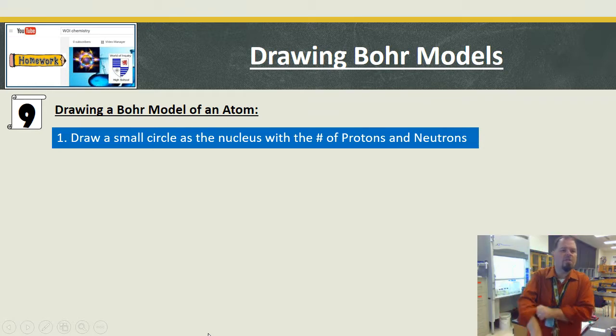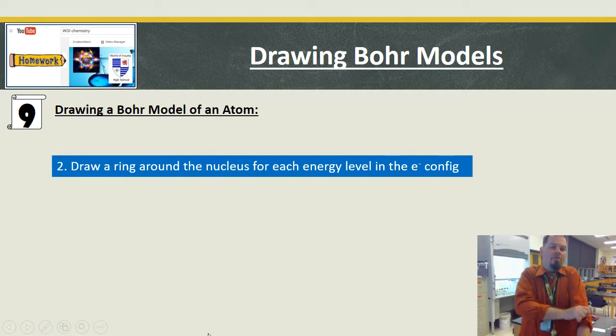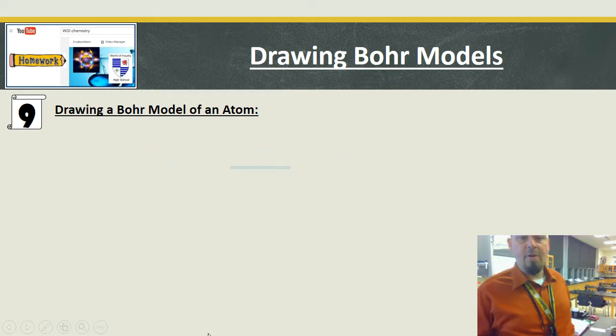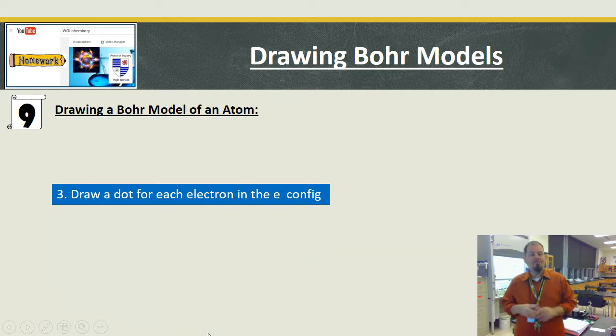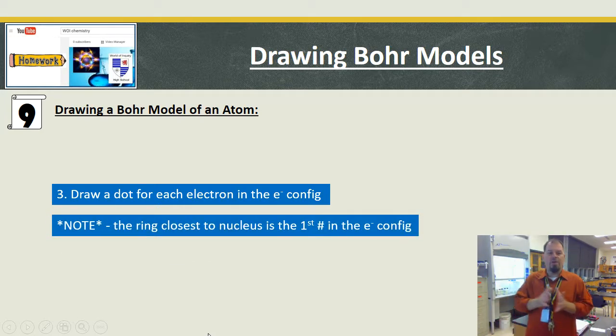Okay, so we're going to start by drawing a small circle as the nucleus, and I'm just going to put P equals, N equals inside that circle. And then I'm going to draw a ring around the nucleus for each energy level in that electron configuration. We just did a lecture on electron configurations, so now we know how to read those. I'm going to draw a dot for each electron in each level of the electron configuration. And note that the ring closest to the nucleus is the first number in the electron configuration. We're going to start inside and work out.